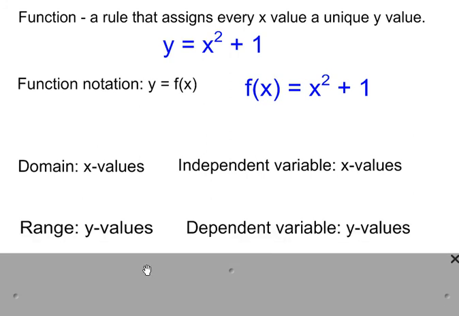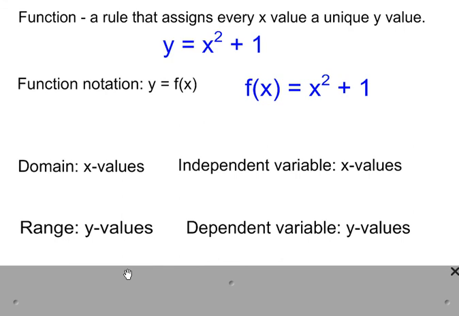Domain and also range that goes with it is the y values. When I look at y values on a graph, I start from the bottom and work my way up. Y values are also called dependent variables because they are dependent on what the x values are. On the next slide, I do have an example of a graph, and we can talk about the domain and range.